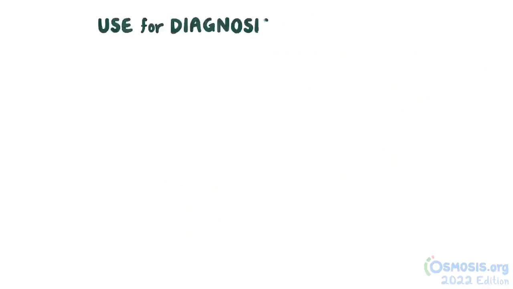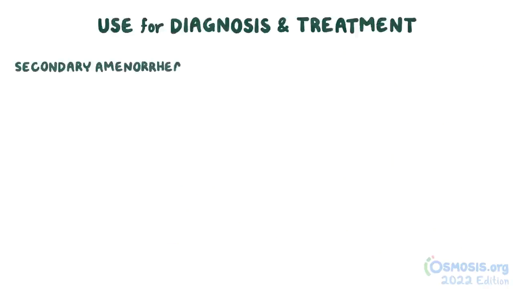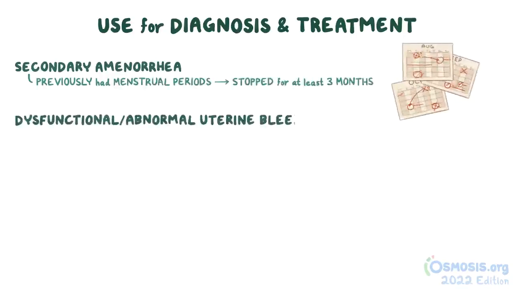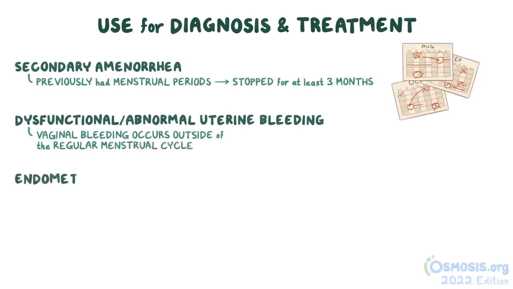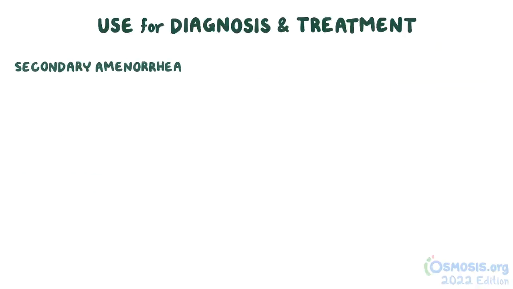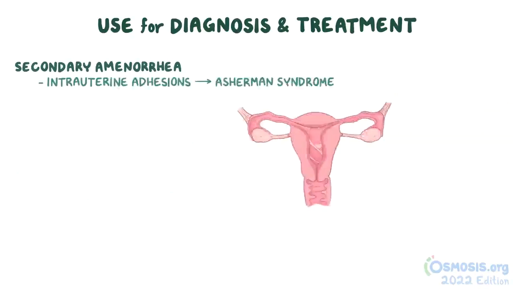Progestins can also be used in the diagnosis and treatment of various gynecologic conditions, such as secondary amenorrhea, which is when a female who previously had menstrual periods suddenly stopped having them for at least 3 months, dysfunctional or abnormal uterine bleeding, which is when vaginal bleeding occurs outside of the regular menstrual cycle, and endometriosis, which is when cells of the endometrium grow outside the uterus. In amenorrhea, for example, individuals might have intrauterine adhesions or Asherman syndrome. This is when there is scar tissue inside the uterine cavity, typically in a female who has undergone uterine instrumentation in the past, like dilation and curettage.